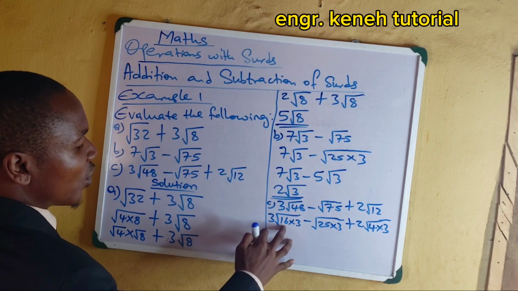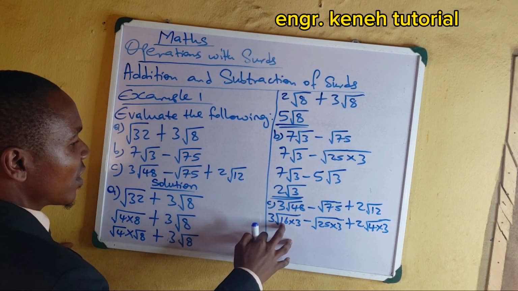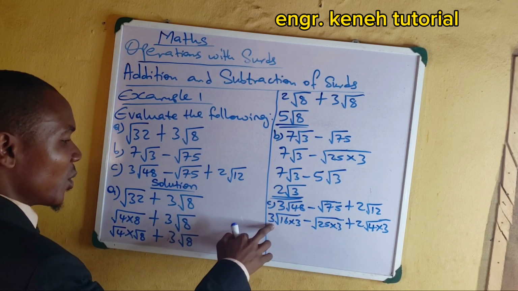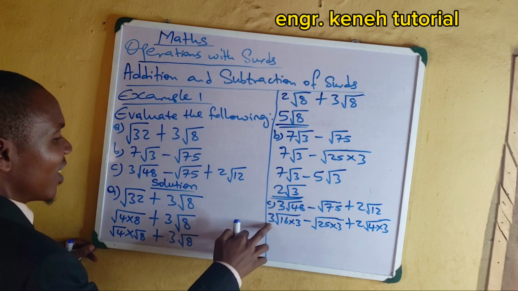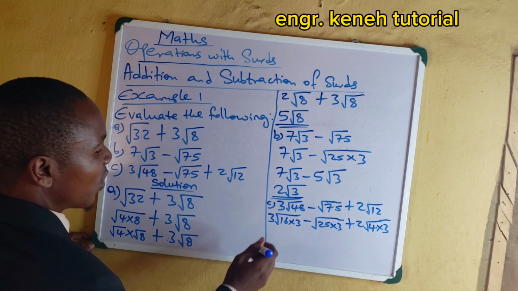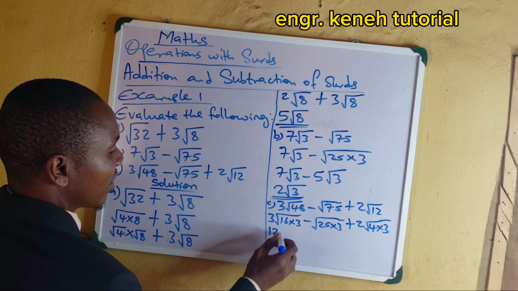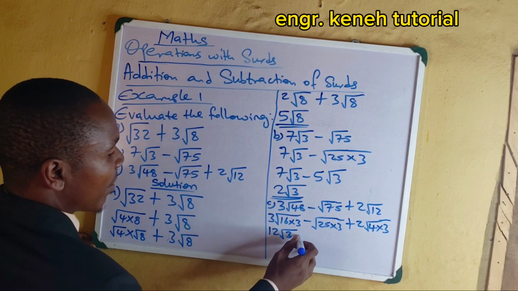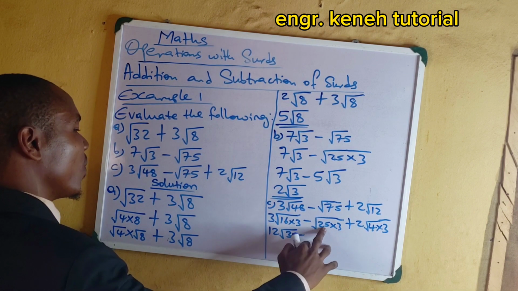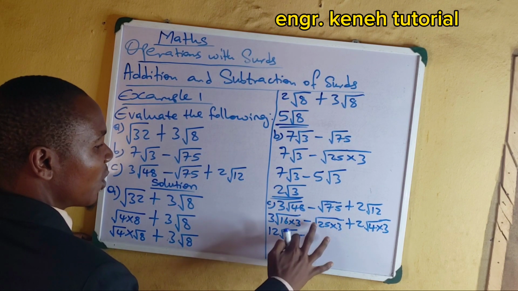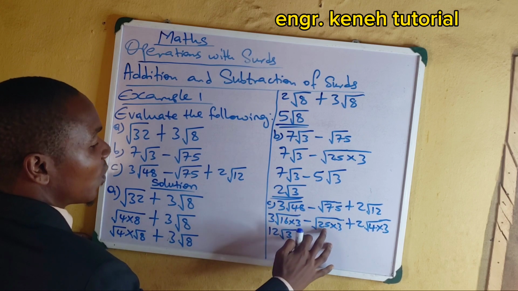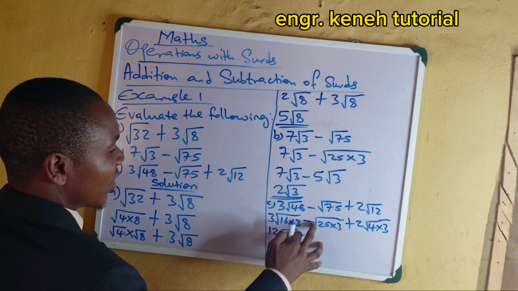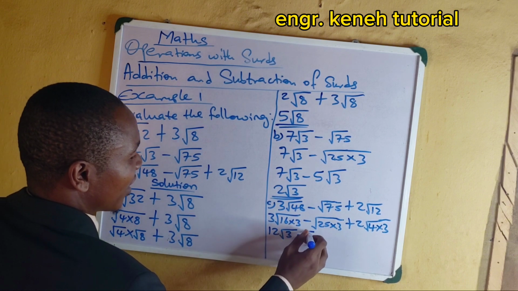So what is the square root of 16? The square root of 16 is 4. Then that 4 will come out and multiply what we have here. What do we have here? 3. 3 times 4 will give us 12. So you have 12 like this. Then minus, what is the square root of 25? It is 5. What do we have here? We have 1. When 5 comes here to multiply that 1, 1 times 5 is 5.